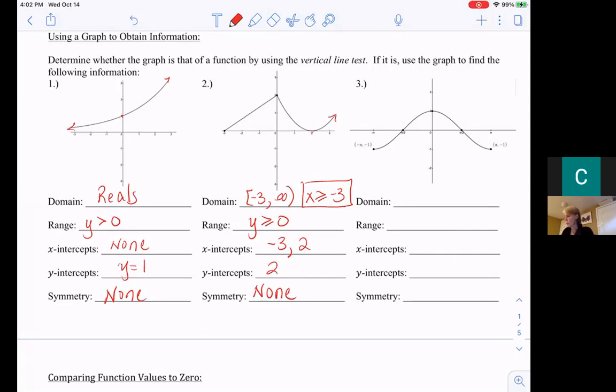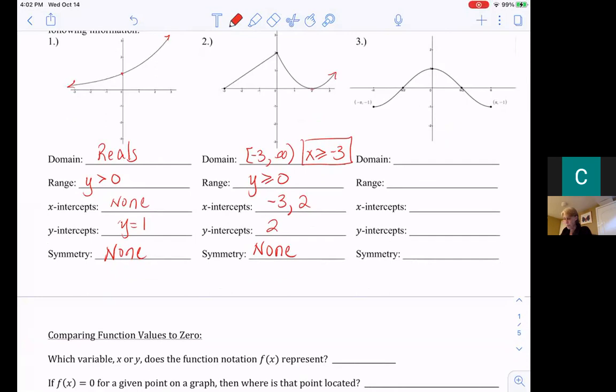The last function, oh, I didn't even say, it does pass the vertical line test. I didn't do that with the last one. Oops. My domain goes from -pi to pi, or -pi less than or equal to x less than or equal to pi. Either way, again, is acceptable. My range, now I'm describing the set of y values, and if you look, my range goes from -1 to 1.